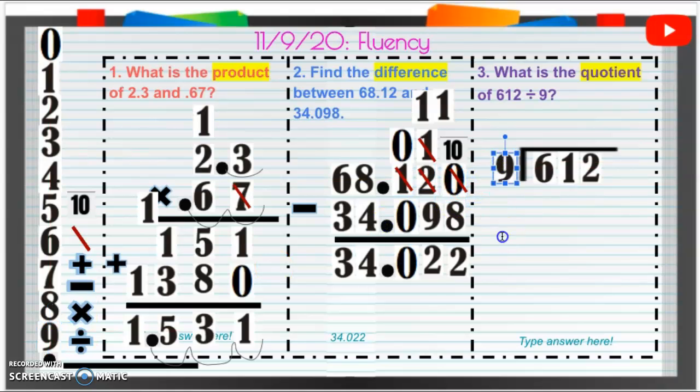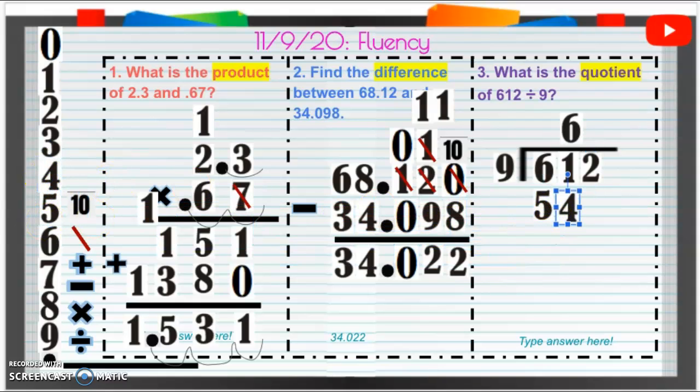Now, how many times can 9 go into 6? Oh, wait, it can't. So you don't even have to put anything there if you don't want to. So how many times can 9 go into 61? Well, I know 9 times 7 is 63. That's too much. So how about 9 times 6? That's 54. I'm going to put that 6 over the 1 here. So 9 times 6 is going to be 54. I'm going to put 54 down here.